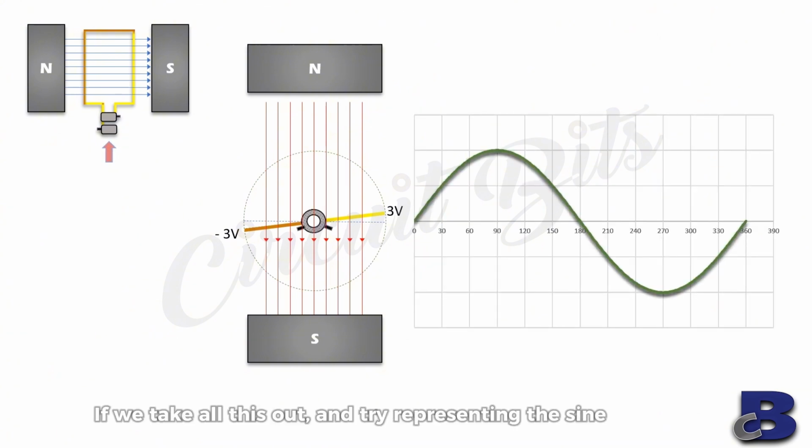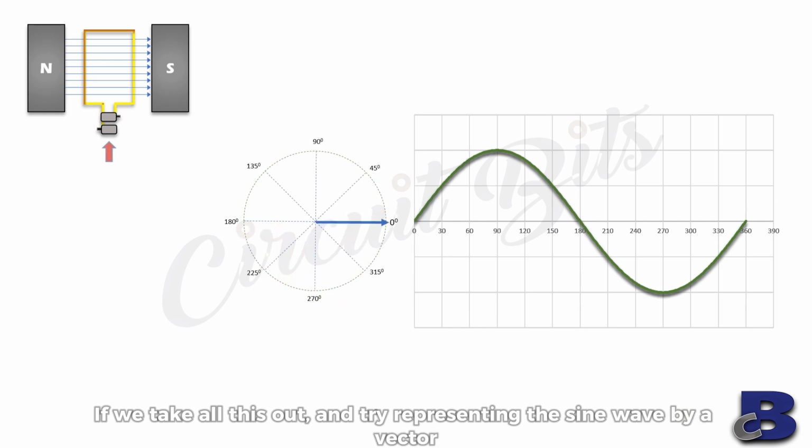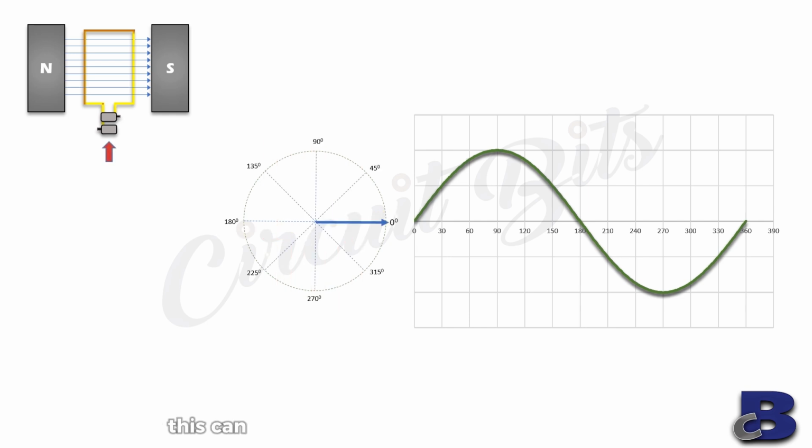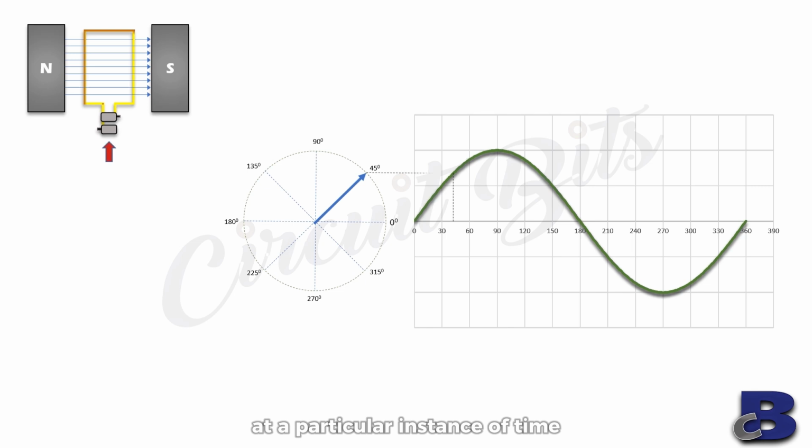If we take all this out and try representing the sine wave by a vector, this can be used to analyze the phase of a wave. By phase we mean the position of a wave at a particular instance of time, as it goes through its cycle, especially relative to another wave. And it's referred to as a phasor.